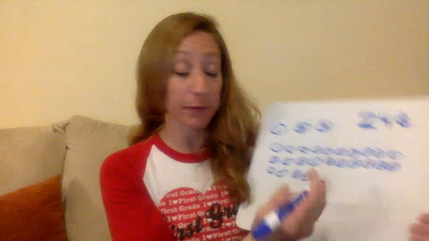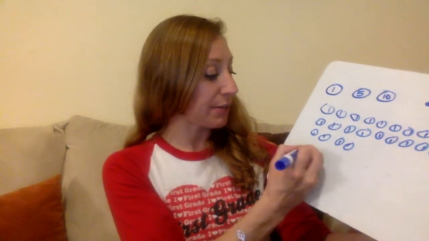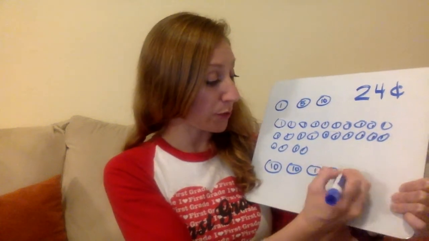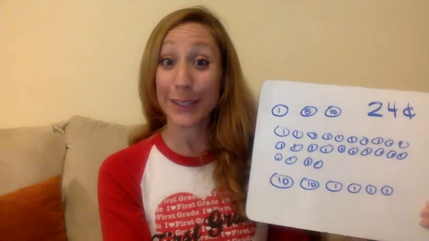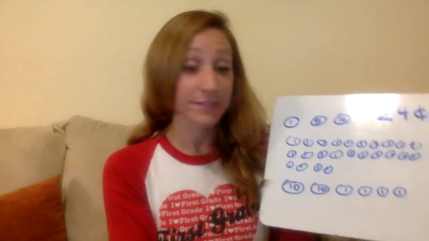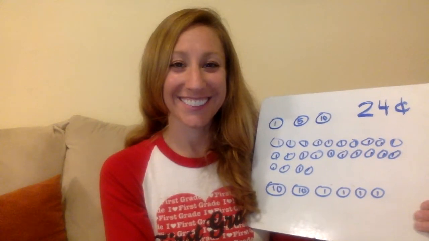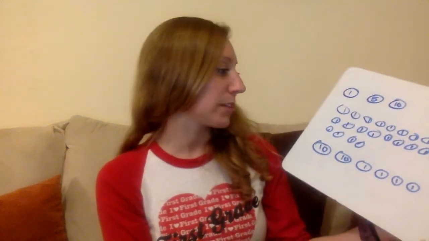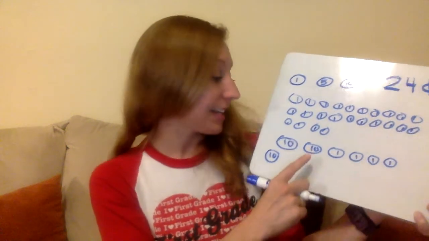24. I see 24 as 2 tens and 4 ones. So if I wanted to show tens, I would have 2 dimes and 4 pennies, my 4 ones. Can you think of another way? I can. I can come up with at least 2 more ways. Lots of ways actually. I could do 1 dime, and instead of this dime, I could do 2 nickels, and then my 4 pennies.